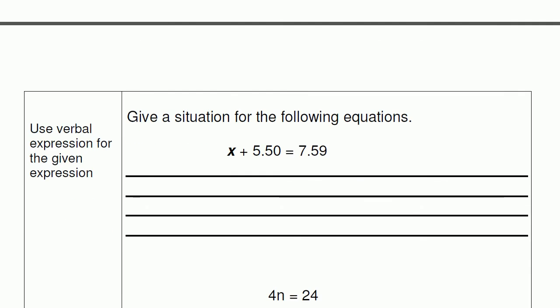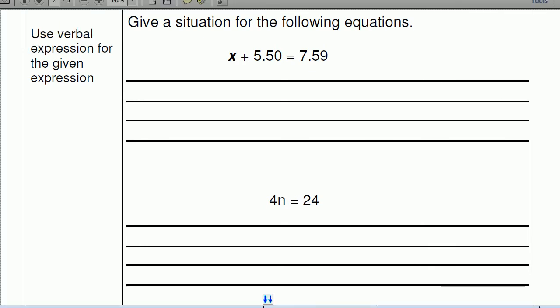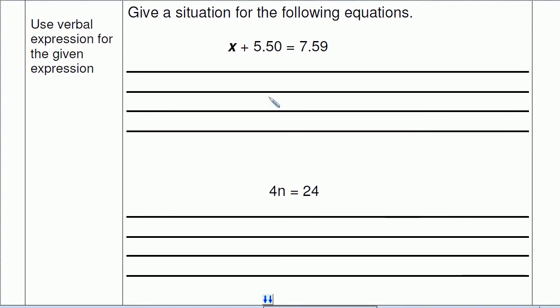Now here's the main lesson. It says use verbal expressions for the given expressions. So here's the expressions they give us. They give us the equation, and we need to give a situation for the following equations. We have to actually write down a word problem that goes with this equation. So we're just going to make one up. But let's have some fun with this. While we're doing this, why not have some fun, right? So I'm going to go ahead and write some of the stuff that I like myself. The first thing that I think of is, if you know me, you probably know that I like soccer. So I'm going to make this problem about soccer.